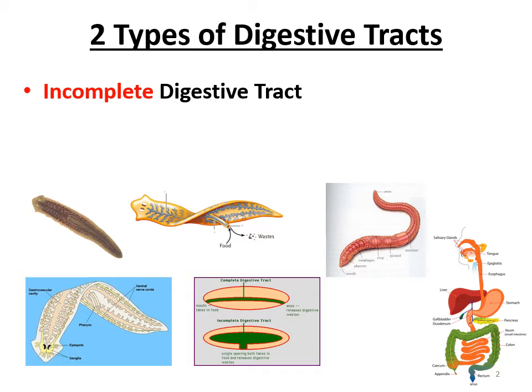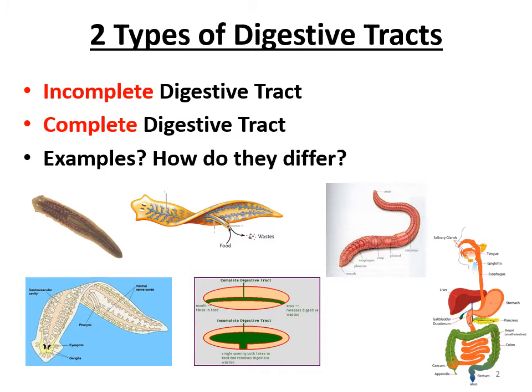Okay? Luckily for you, instead, you have what's called a complete digestive tract. And the complete digestive tract, what that means is you have two openings instead. You have a mouth and an anus, which means that one opening is able to be dedicated to the entrance of food, whereas the other one is able to be dedicated just to the exit of waste, thankfully.